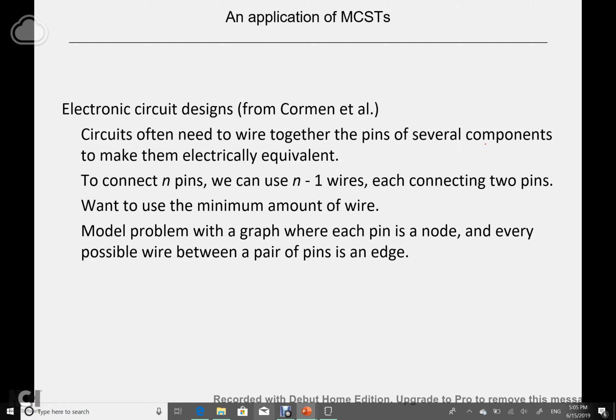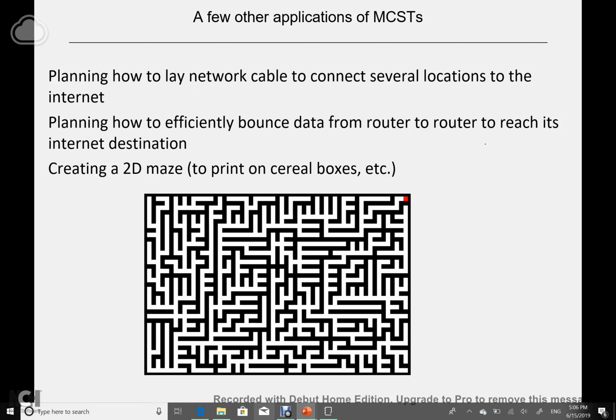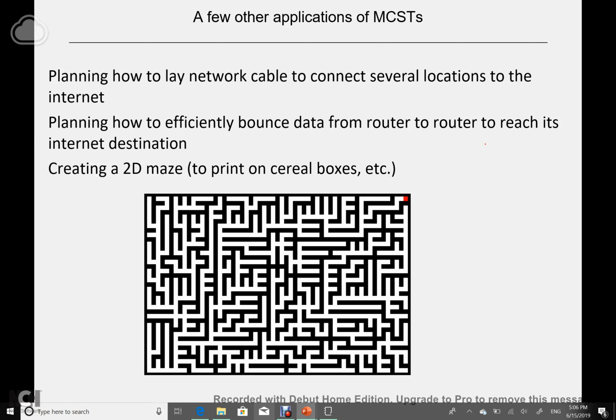They have different applications: electronic circuits, planning how to lay network cable to connect several locations to the internet, planning how to efficiently bounce data from router to router to reach its internet destination, and creating a 2D maze, for example. How can you create a maze? The maze corresponds to a spanning tree structure, right? You could have multiple spanning trees of this kind, for example.